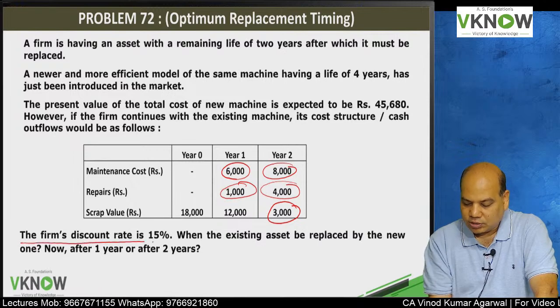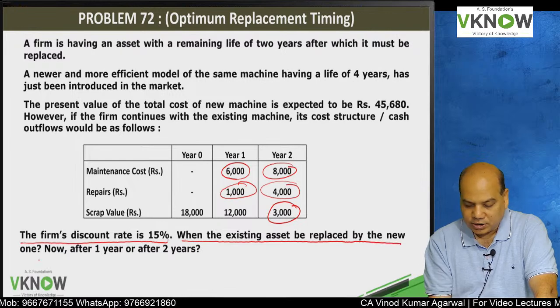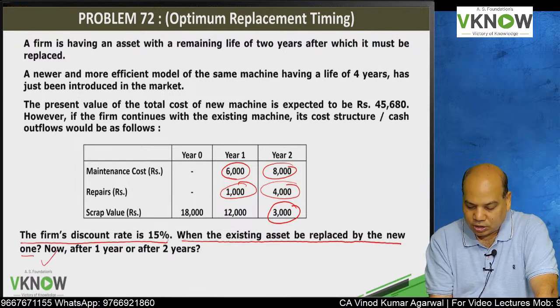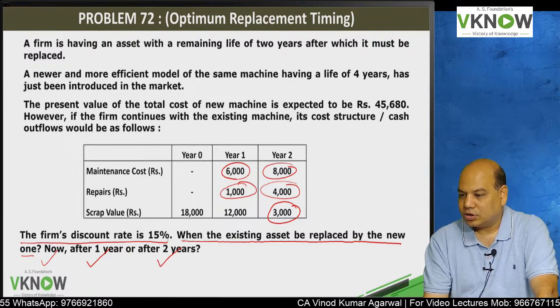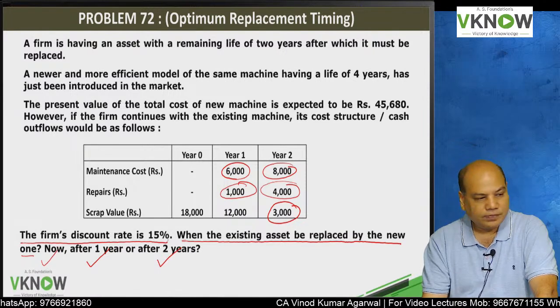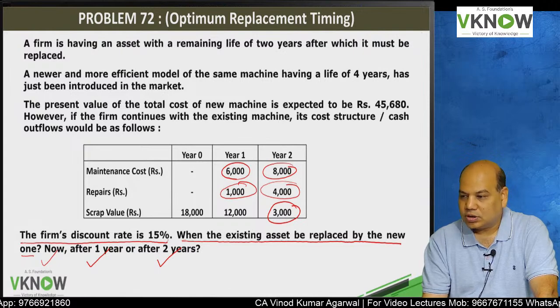The firm's discount rate is 15%. When should the existing asset be replaced by the new one? Option 1, now; option 2, after 1 year; option 3, after 2 years. So this is a different problem. Here we have an existing asset.